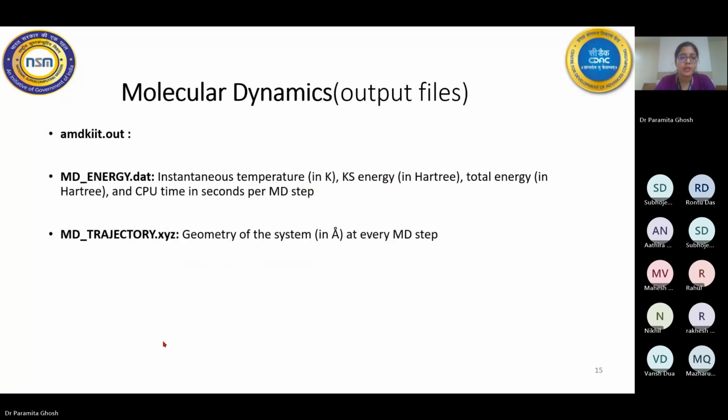Okay. So after performing molecular dynamics, we will get three types of file: AMDKIIT.out, AMD underscore energy.dat. This file contains temperature, consumed energy, and total energy in each molecular dynamics step. And MD underscore trajectory, which contains the geometry of the system at every molecular dynamics step.